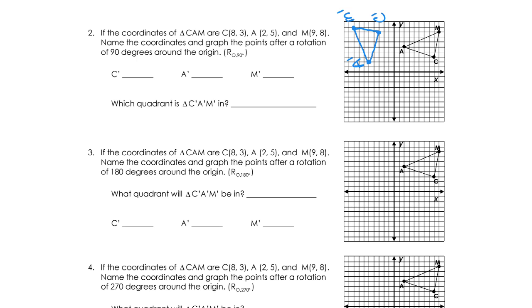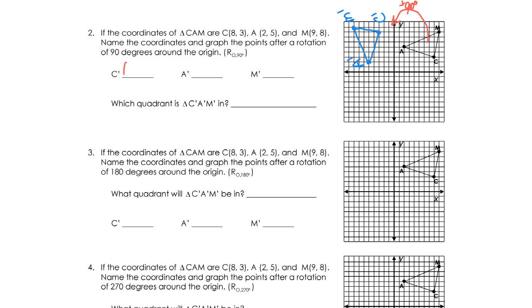Our triangle looks like it has turned into the next quadrant. So our triangle turned because we turned our paper to graph it, and then when we turned it to the left, it went the right direction, and that is a 90-degree rotation counterclockwise. So it's a positive 90-degree rotation. And now we're going to state the coordinates of our new points.